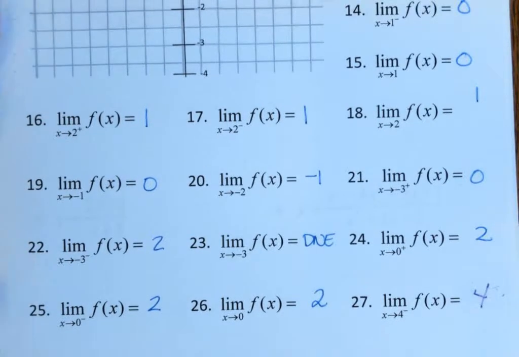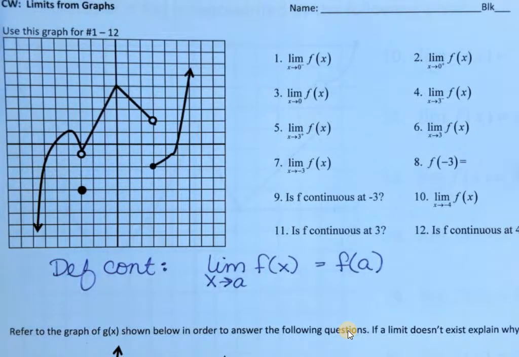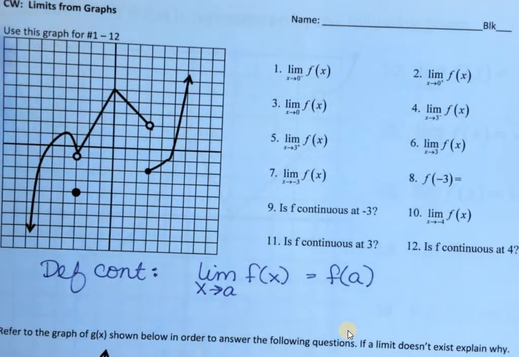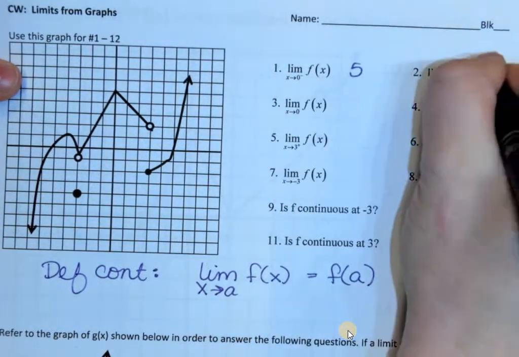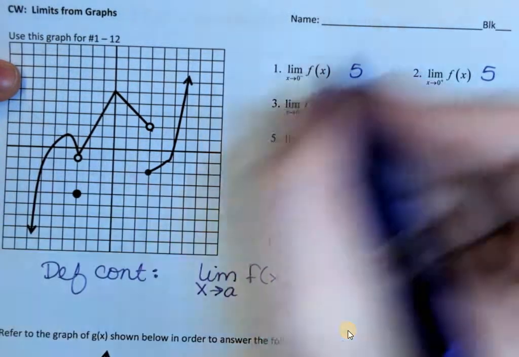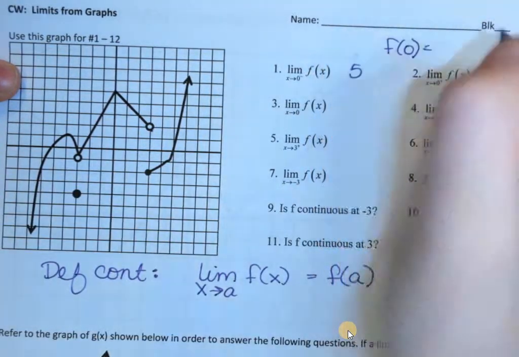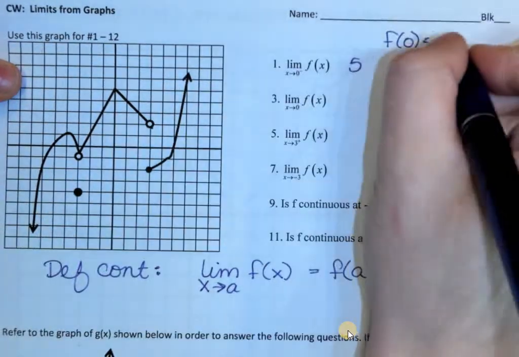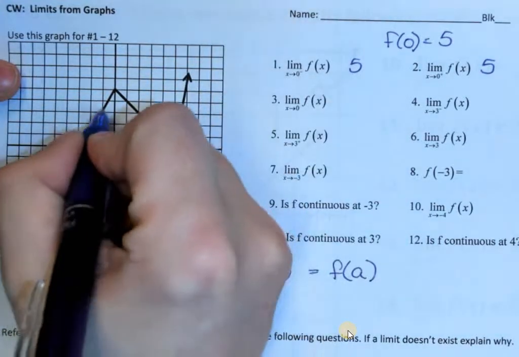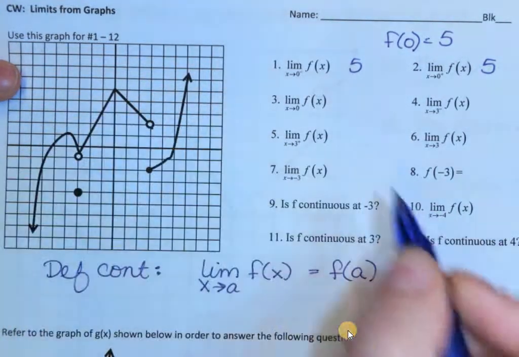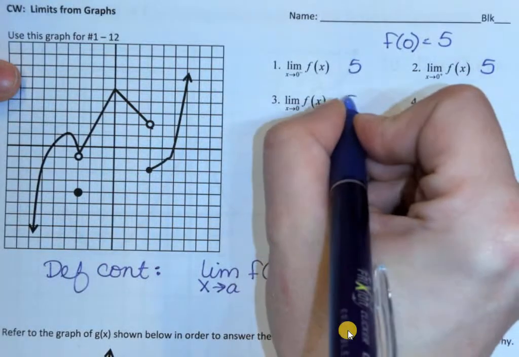All right. So, questions on those? Seriously. I've got some practice that we're going to do together. For number 1, what'd you get? 5. Number 2? 5. So, if I were to say what f of 0 would be, what would you say? 5. Is that continuous? Yes. You can tell by looking at the picture, I can draw that whole thing without picking up my pen. And the limit overall is 5 also.